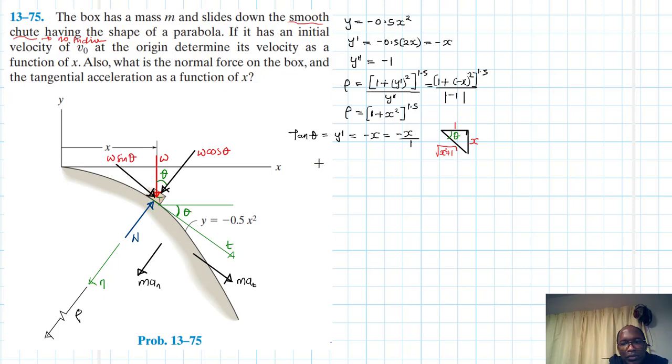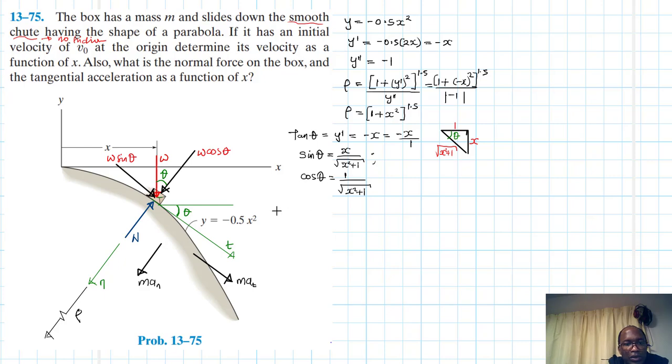So therefore from this we know that our sine theta is equal to x divided by root of x squared plus 1, and cos theta is equal to 1 divided by root of x squared plus 1.